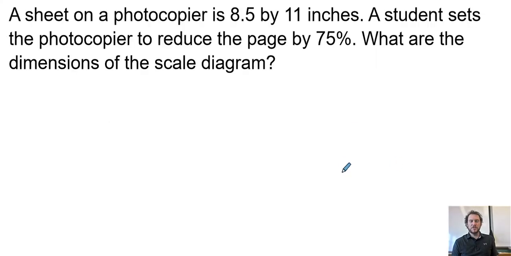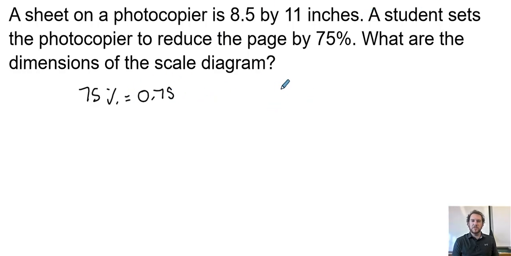All right, let's try one last one, and then we'll leave it there for today. A sheet of photocopier paper is 8.5 by 11 inches. A student sets a photocopier to reduce the page by 75%. What are the dimensions of the scale diagram? So it's not always going to be fractions. It's not always going to be a reduction of 4 or 8 or whatever. Sometimes we'll talk about percentages, so we have to know how that works. So how do we deal with 75%? Well, first we have to realize that 75% is actually equal to 0.75 as a decimal. And there's our less than 1.